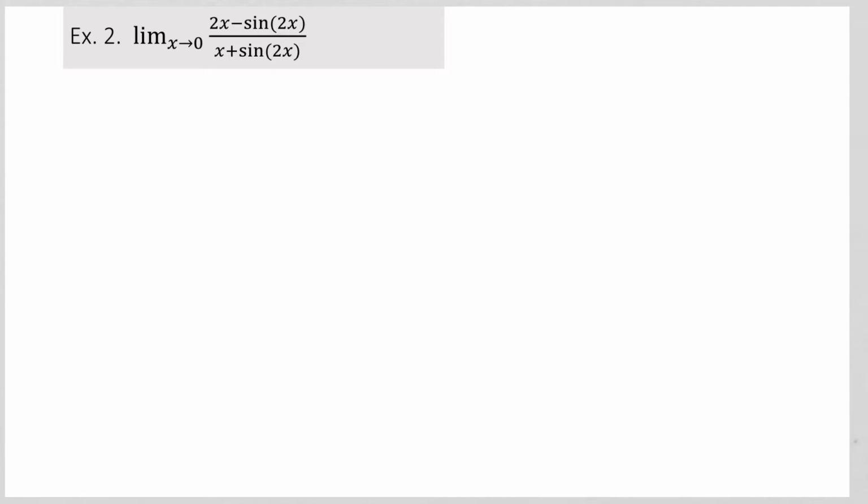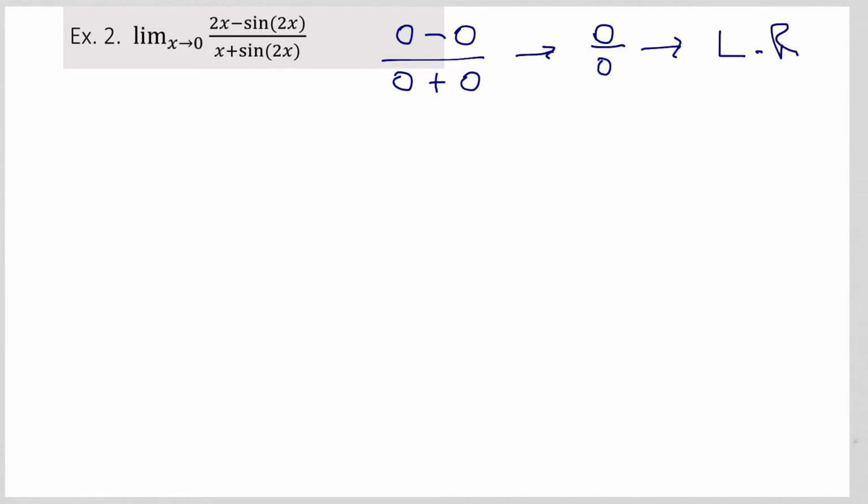In example 2, I want to check and see if I have one of the indeterminate forms. I'm approaching 0, so I evaluate this limit at 0. 2 times 0, which is 0, so 0 minus the sine of 2 times 0, which is the sine of 0, so that's also 0. And then I've got 0 here, plus the sine of 0 again, which is also 0. So I've got 0 over 0. That means I can apply L'Hopital's rule.